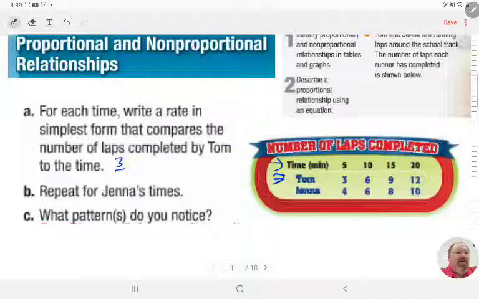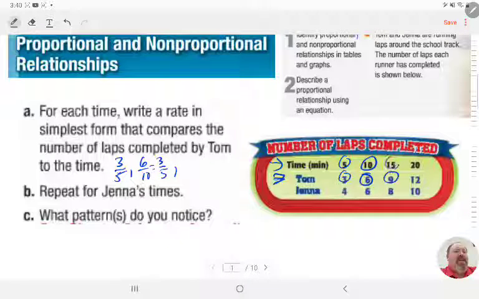3 laps in 5 minutes. Okay? Then we have 6 laps in 10. Well, 6 and 10 can be simplified down to 3/5. And then we have 9 and 15, and that can be simplified down to 3/5. And we have 12 and 20, and that could be simplified down to 3/5.